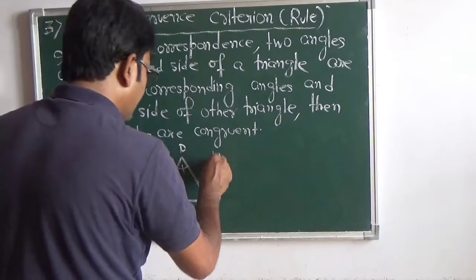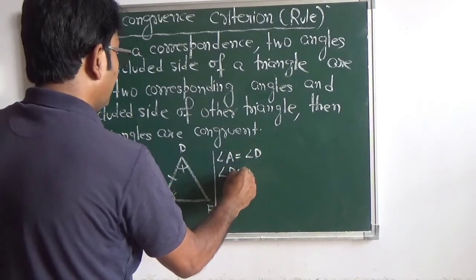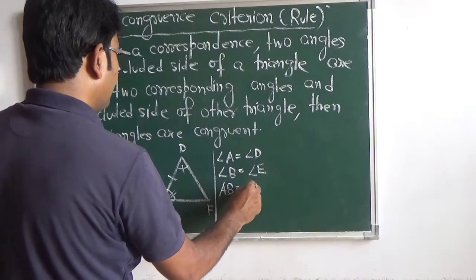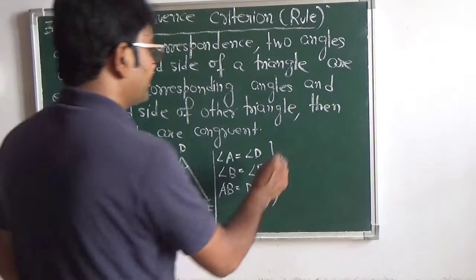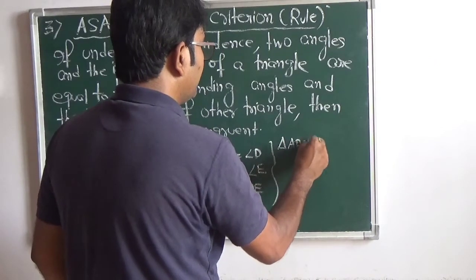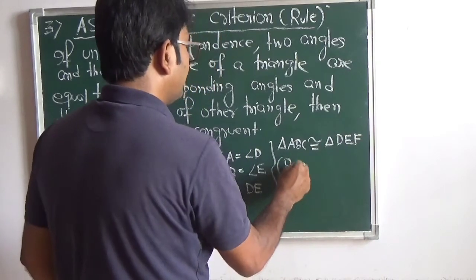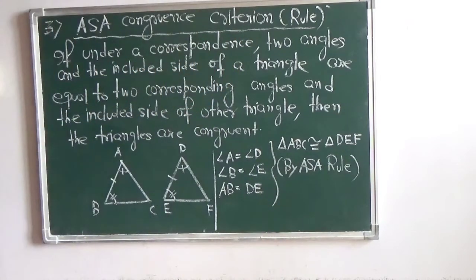So let us write it down here. If angle A is equal to angle D, angle B is equal to angle E, and the included sides, that is AB is equal to DE, then if these three conditions are satisfied, we say that triangle ABC is congruent to triangle DEF, and this is by ASA rule. So this is the third congruence rule or criteria with the help of which we can prove that the two triangles are congruent. Moving on to the fourth one.